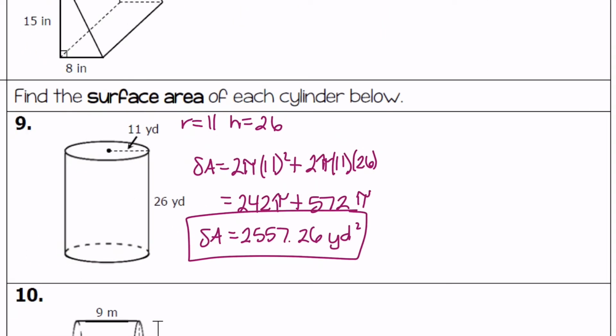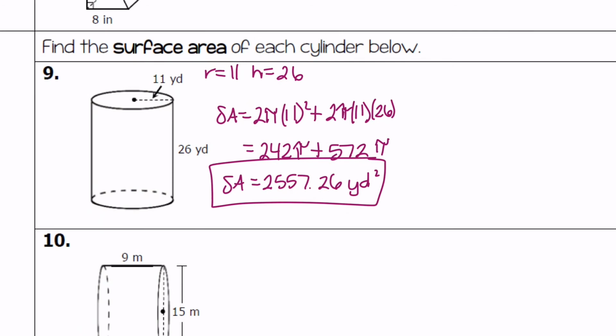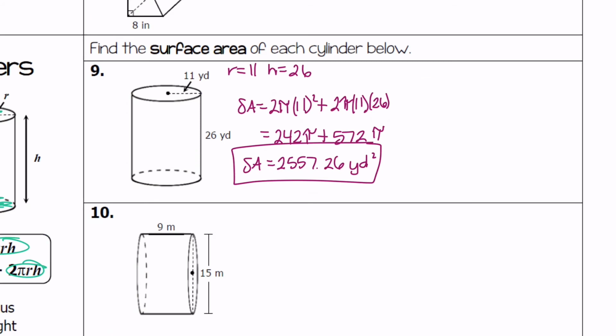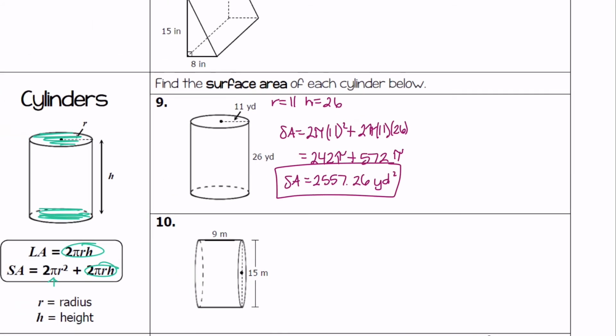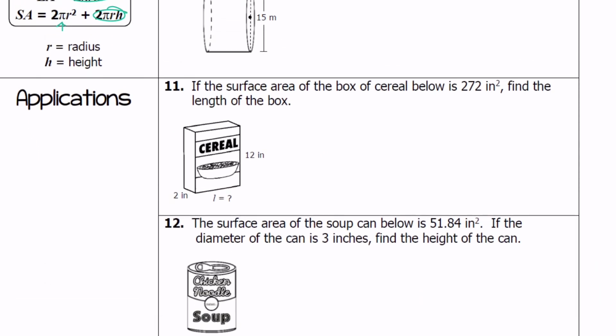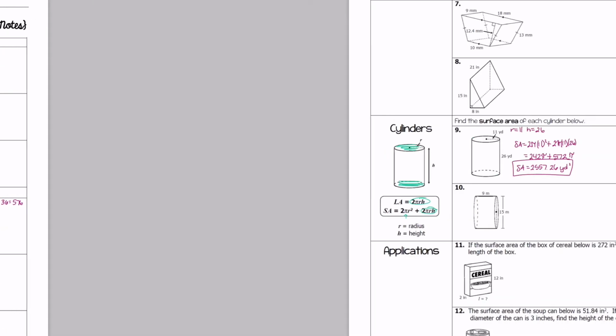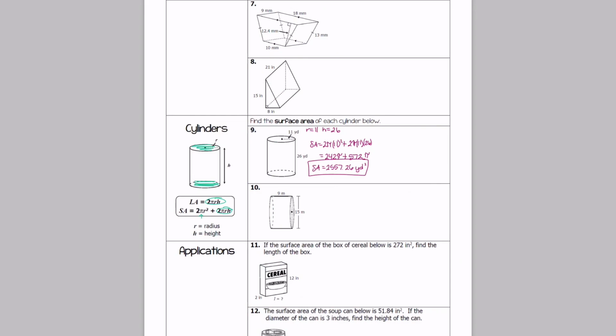And so that's the surface area of this cylinder. If this were like a grain silo and you were trying to build it out of tin, you would need 2,557.26 square yards of tin. It's not a very big one, but you know. That's the point of surface area. It's finding out the outside of a three-dimensional shape. And then there's some application problems on there. So go ahead and work on surface area of prisms and cylinders, and then we will go from there.